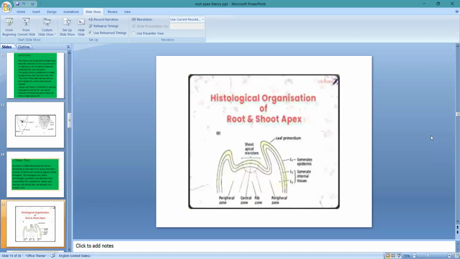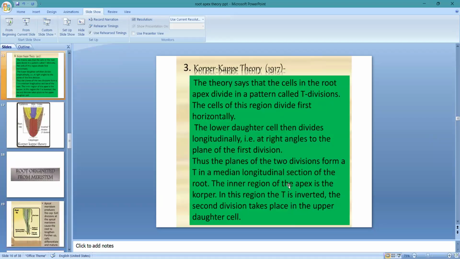And the histological organization of root and shoot apex. See here: shoot apical meristem, peripheral zone, central zone. It's not clearly visible.